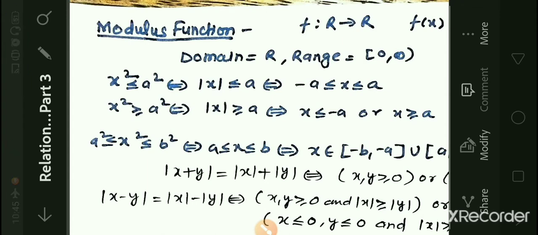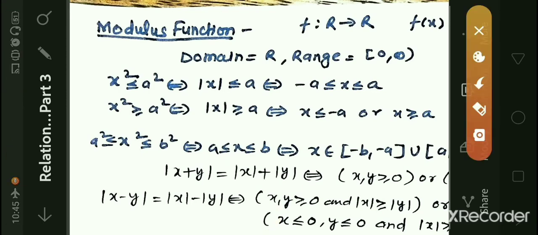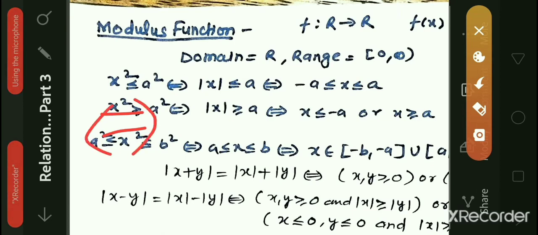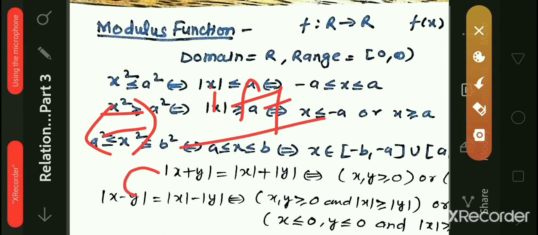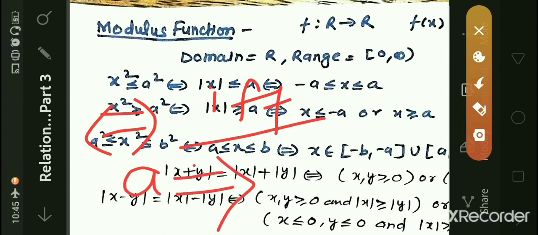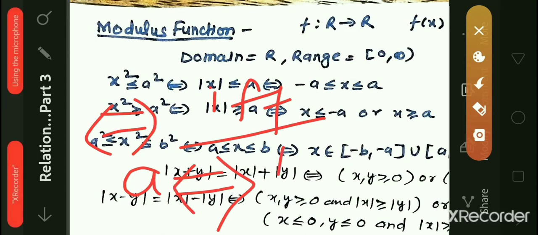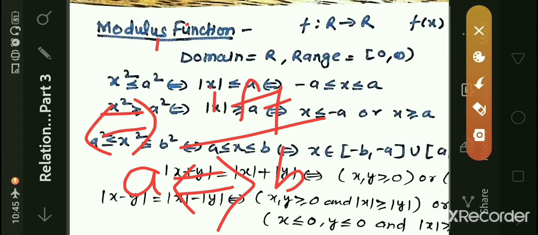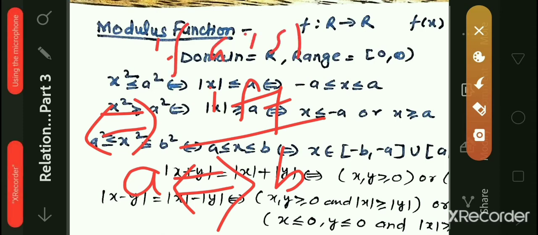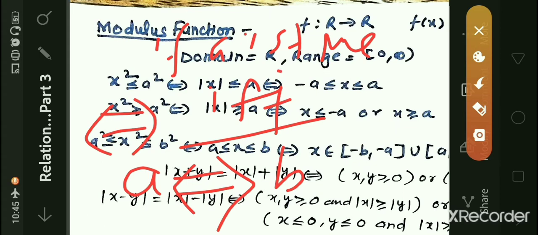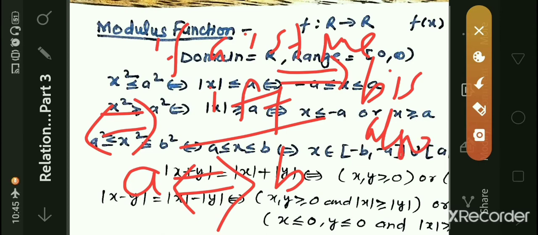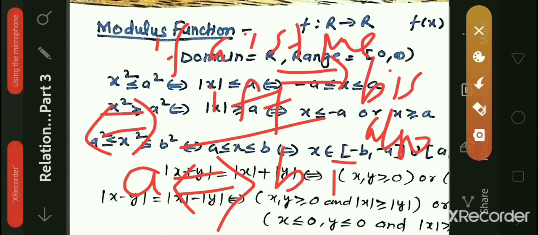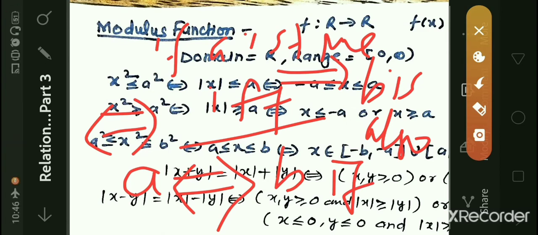If x square is less than or equal to a square, implies and is implied by. Now what is implies and is implied by? It is similar to iff, if and only if. If a implies and is implied by b, it means if a is true, then b is also true, and vice versa, if b is true, then a is true.